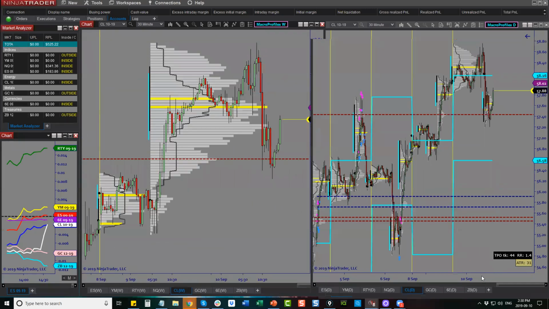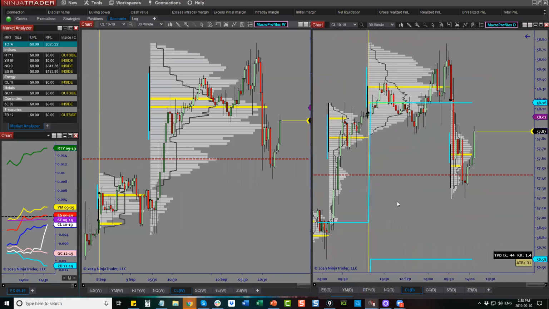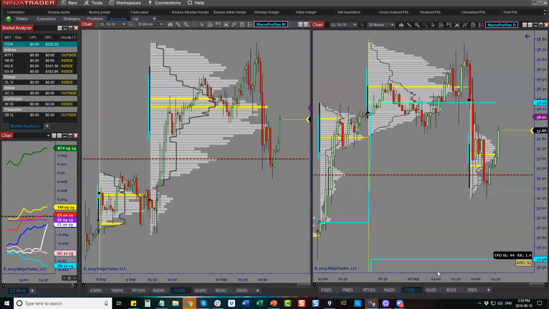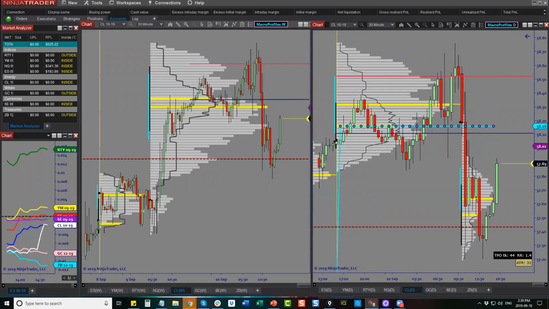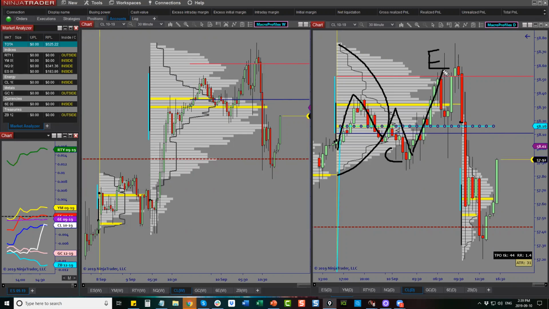Now, if you notice, crude oil came down, and remember what I said about expensive and cheap. On the profiles, this is a D pattern. The market came up, oscillated. This is cheap. Came back up, expensive. Came back down, cheap. Came back up, expensive. Then they broke it.